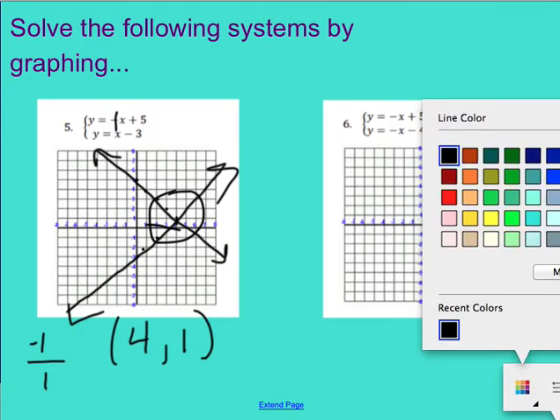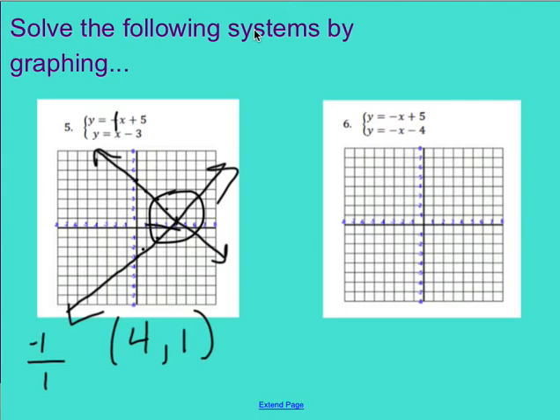Let's take a look at number 6 now. So for number 6, we're going to cross the y-axis on the first one at negative 5. And then the slope is negative 1, which remember is the same as negative 1 over 1. So then I'm going down 1, right 1, down 1, right 1. So I'm going to go ahead and plot that line right there. Then for the second one, I notice that I'm crossing the y-axis at negative 4. So I'm going to plot negative 4. And then I'm going down 1, right 1, down 1, right 1, and plotting that point.